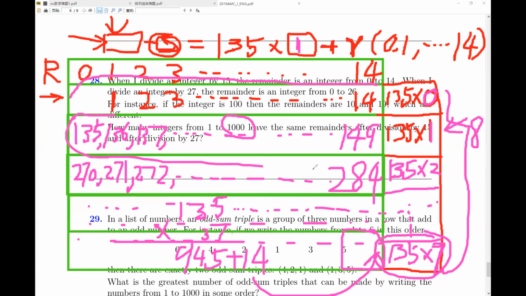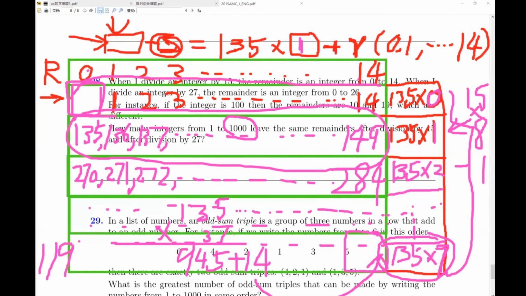So for each row, how many numbers are there? Except the first row, all the other rows have numbers from 0 to 14, so there are 15 different numbers. Altogether, each row has 15 numbers times 8 rows. But for the first row, the first one is empty, right? Minus 1 for the first one. The zero is not within 1 and 1,000. So the answer is 15 times 8 minus 1. The answer should be 119.